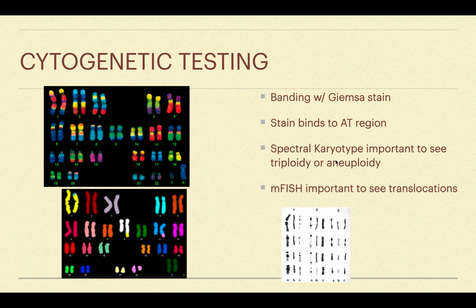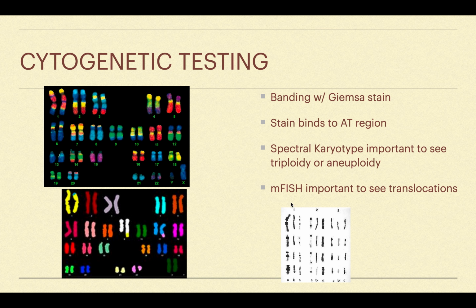The spectral karyotype is when the DNA is tagged with a fluorescent tag or dye, and then rearranged in the ideogram. The spectral karyotype is really important to see triploidy or aneuploidy because the colors will, of course, make it far easier to see. So if there's an extra dark green, that would be a trisomy of this. And what if there's a little chunk right here of blue? That would be a triploid of this chromosome.